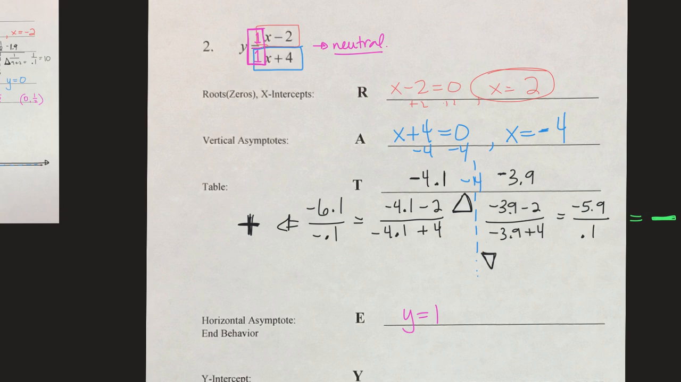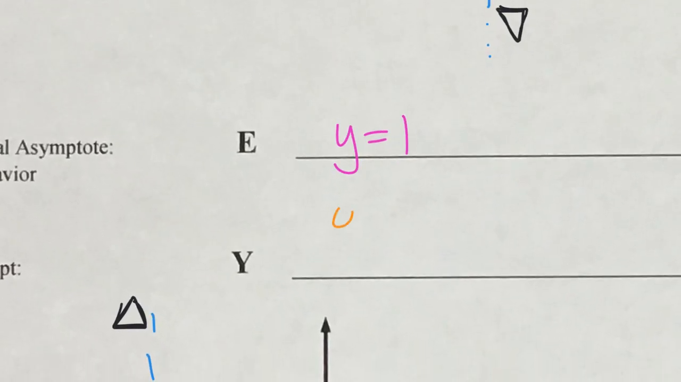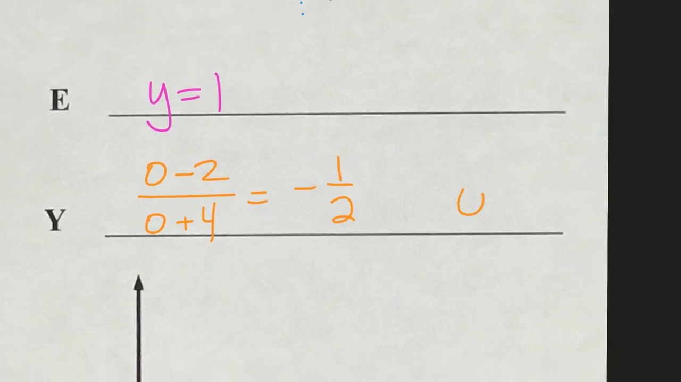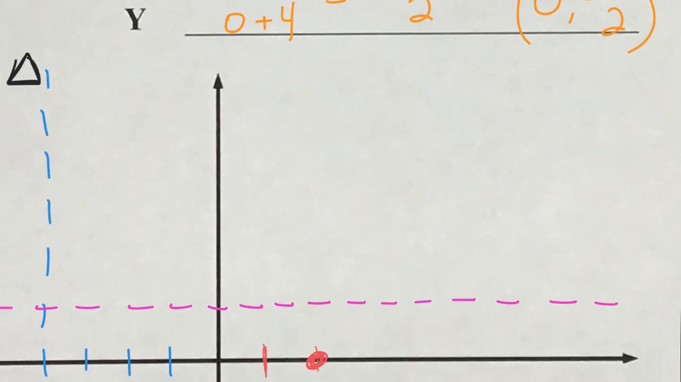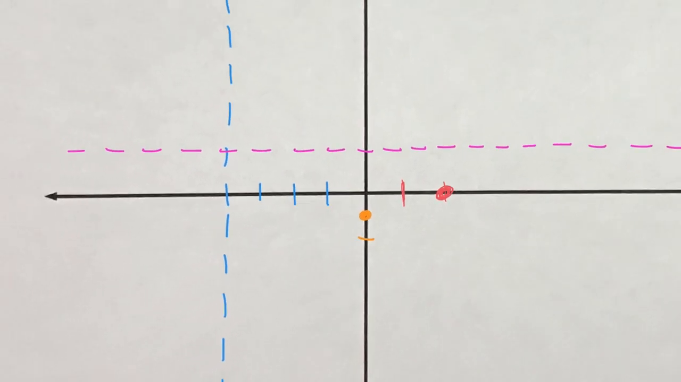And now lastly, we have your y-intercept. Where does that thing cross your y-axis? So we plug in 0 for x. 0 minus 2 over 0 plus 4 is negative 1/2, right? 2 over 4 reduces to negative 1/2. So as a coordinate, that's (0, negative 1/2). And if we put a 1 on there about even, you can put your negative 1/2 in there like that.